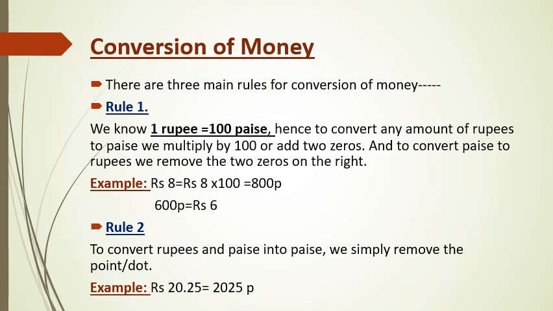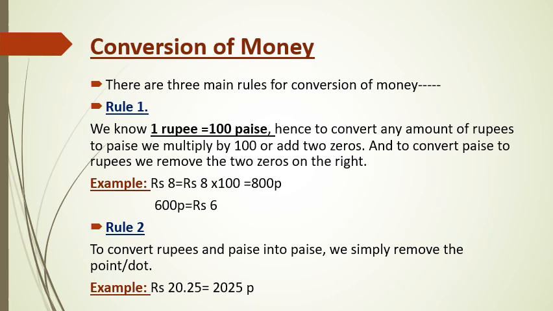Rule number 1. We know 1 rupee equal to 100 paise. Hence, to convert any amount of rupees to paise, we multiply by 100 or add 2 zeros. And to convert paise to rupees, we remove the 2 zeros on the right.